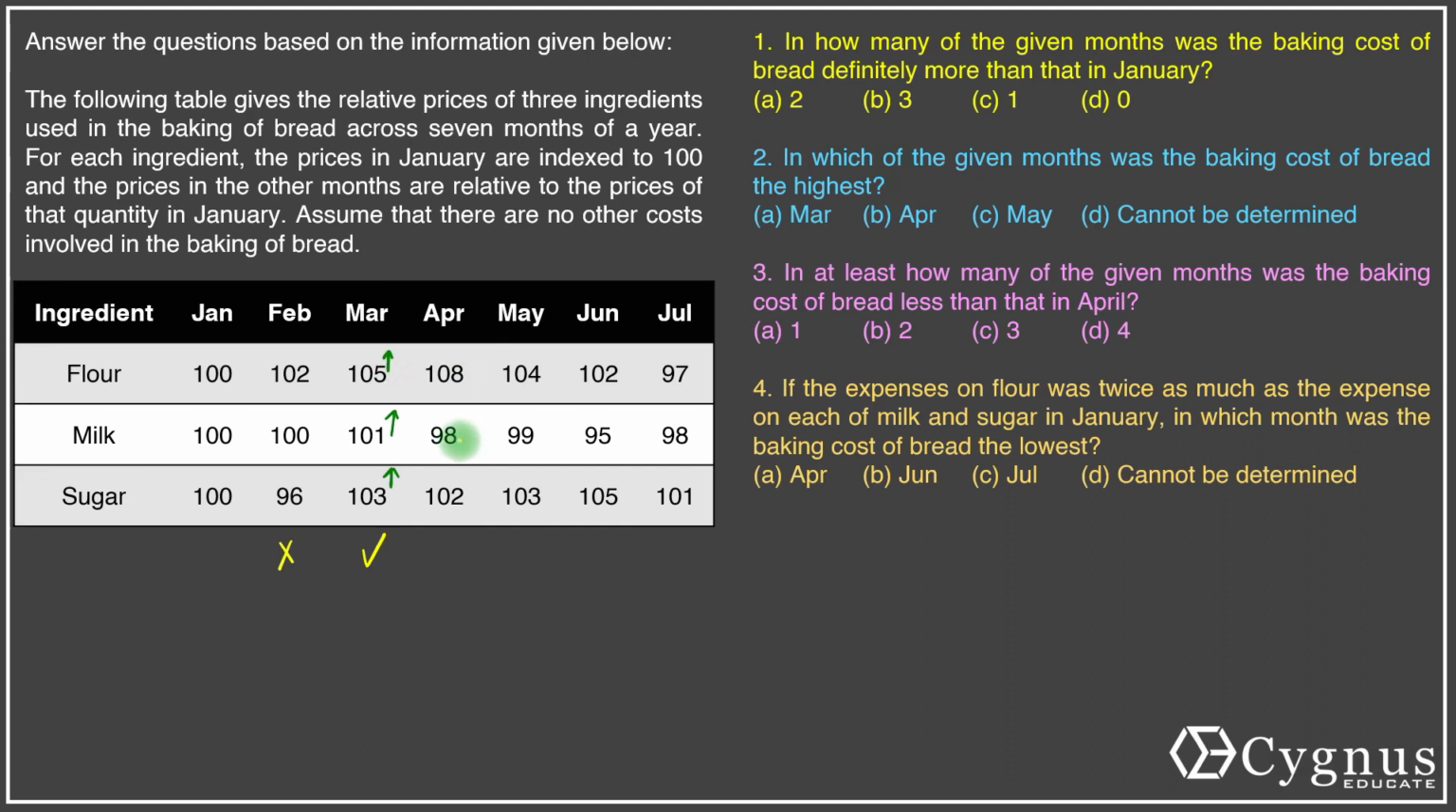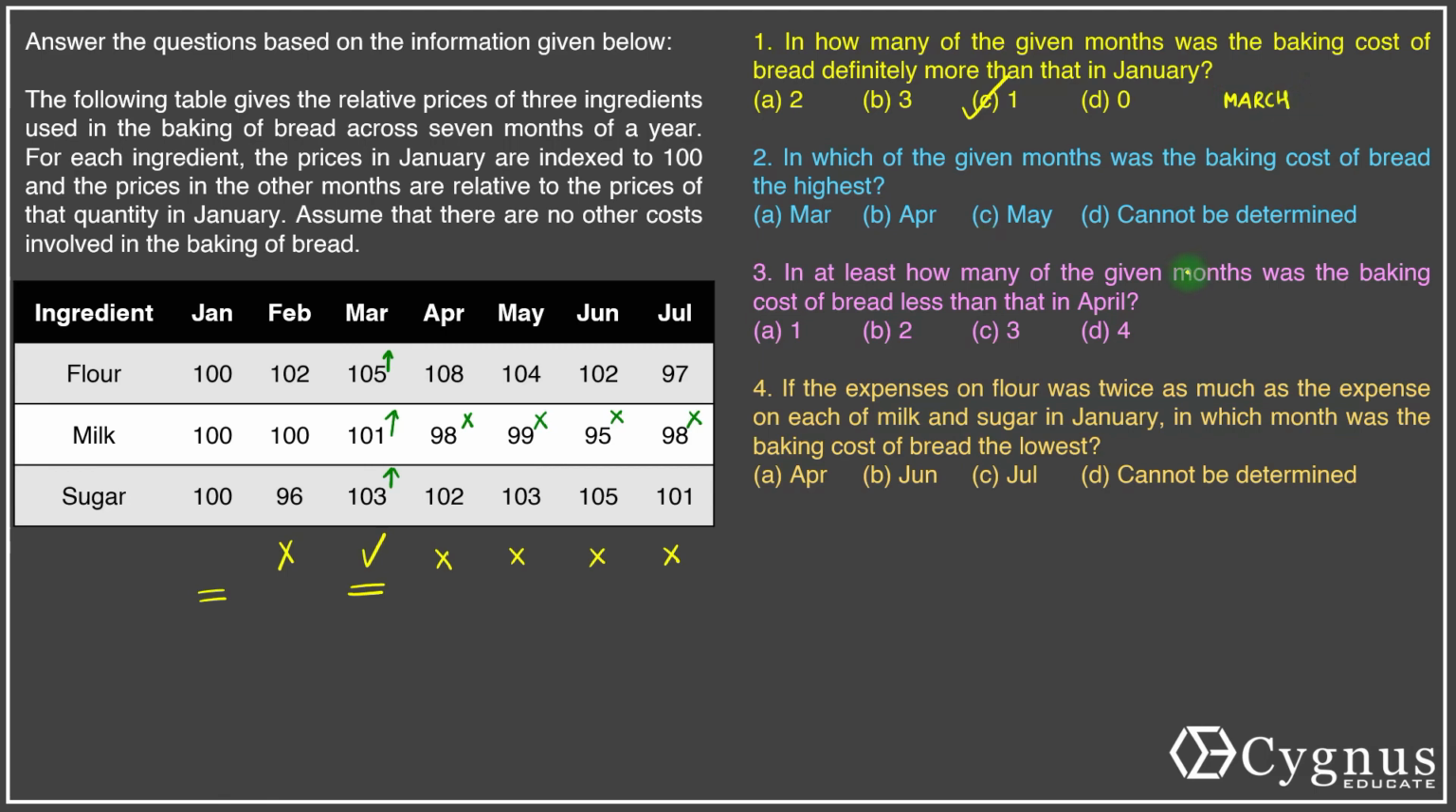Well, in April, milk causes a problem. In May, milk again causes a problem. In fact, in June and July, both milk causes a problem because milk has been at a consistently lower price than that in January. And therefore, I cannot clearly say anything about April, May, June, and July. So I can definitely say with 100% confidence that the cost of bread in March was definitely more than the cost of bread in January. So the correct answer for this question should be answer option C, 1, the month of March.